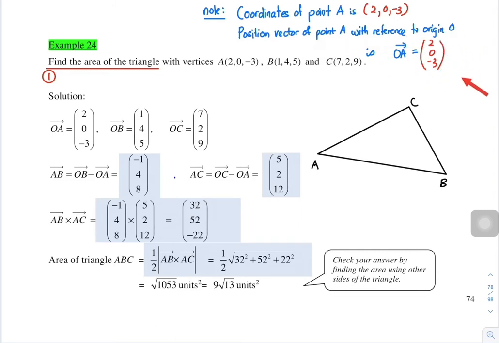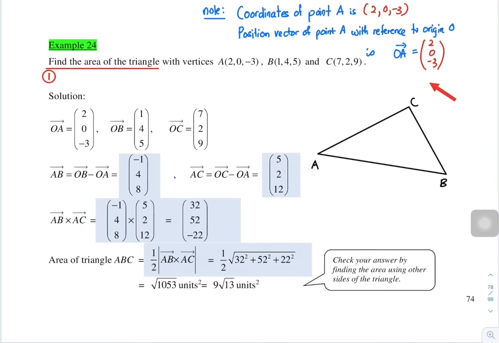Why is this important? Because sometimes the question asks us to find the coordinates of point A, so we need to give it in this form. However, sometimes the question asks us to find the position vector of the point A, and therefore we have to give it in this form.